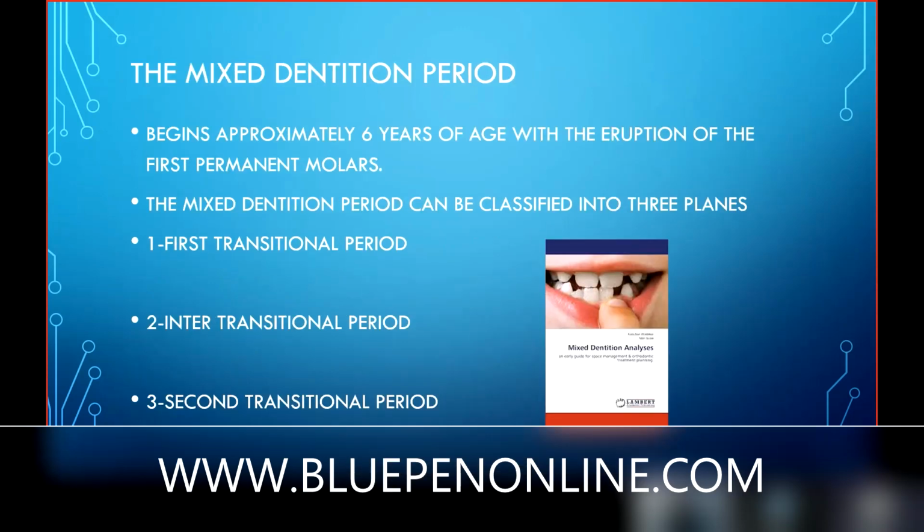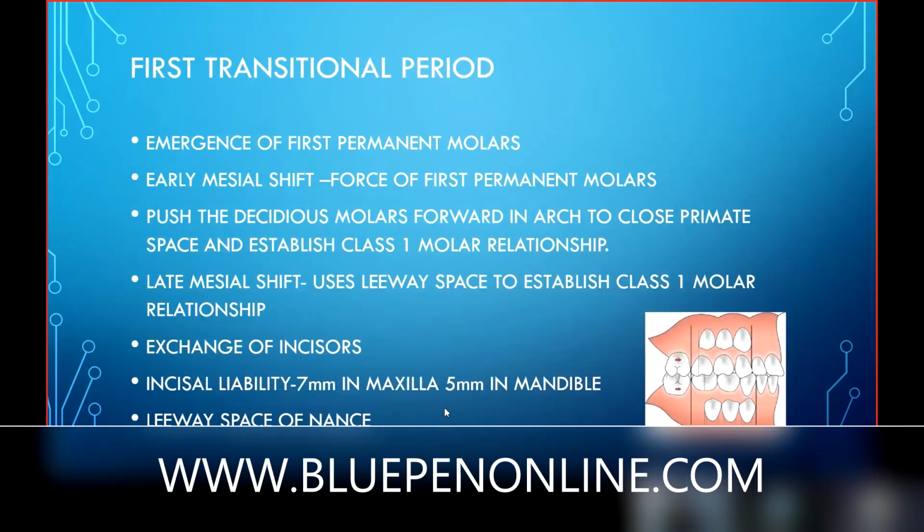Mixed dentition begins approximately at 6 years of age with the eruption of the first permanent molars. The mixed dentition period can be classified into the first transitional period, inter-transitional period, and second transitional period. In the first transitional period, there is emergence of first permanent molars and early mesial shift, that is, the force of the first permanent molar pushes the deciduous molars forward in the arch to close the primate space and establish class 1 molar relation.